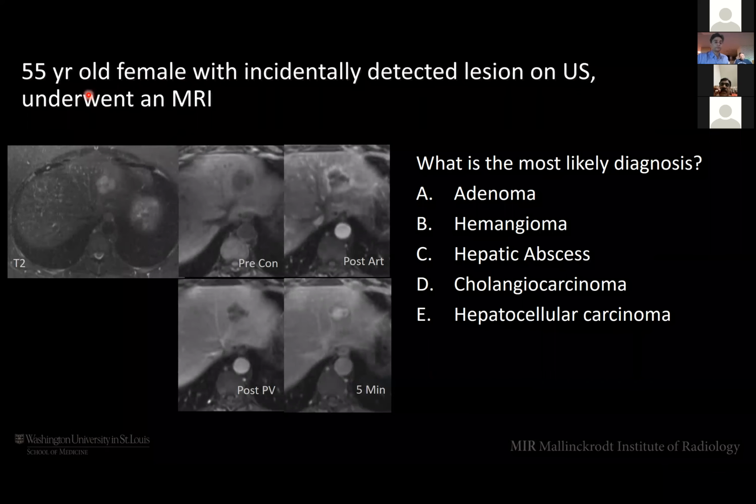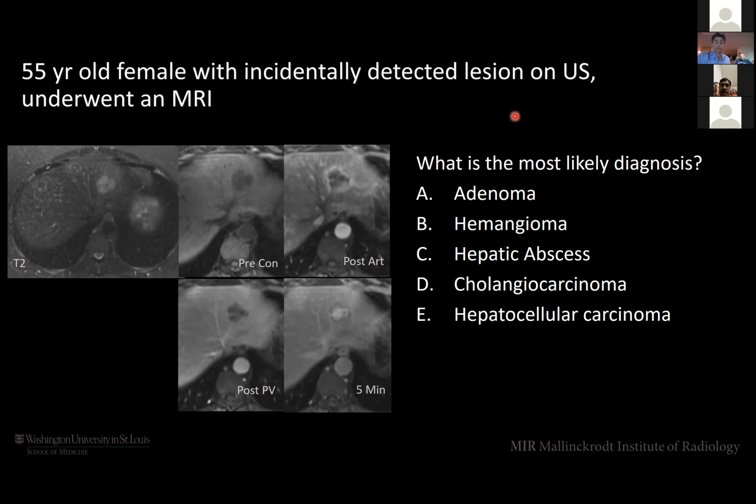So another example here, different case: a 55-year-old female with an incidentally detected lesion on ultrasound who underwent an MRI. So let's look at the T2. Here is a lesion that is hyperintense on T2. And yes, you could have a differential for hemangioma on the T2 itself. And then look at the T1 pre-contrast, and look at the post-contrast arterially: there is peripheral enhancement. Subsequently, there is progressive enhancement. And on the 5-minute delayed, you see the central area is enhanced and the periphery is washing out, right?